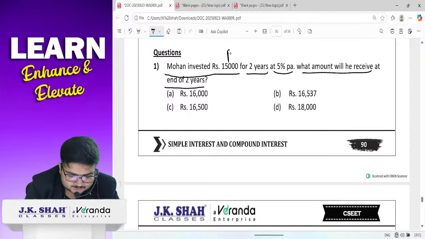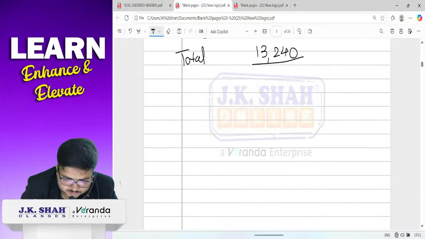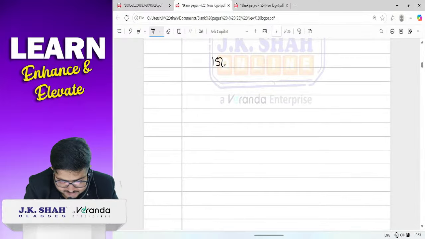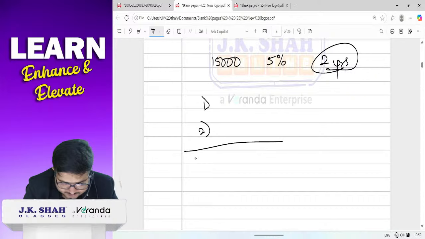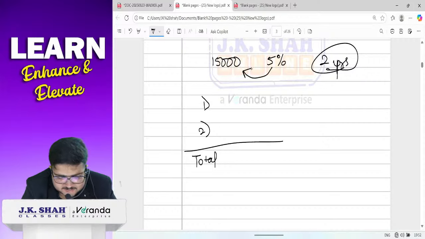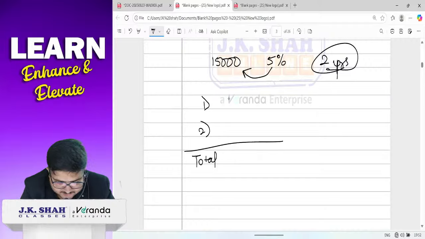Now we will solve this compound interest sum. This is principal, this is number of years, this is rate of interest. We have to find amount. Amount means principal plus interest. Let us do the sum. Principal is 15,000, rate of interest is 5% and it is 2 years. So there are 2 years, so we will calculate 1 and 2 and then we will directly calculate total. What is the first year's compound interest? That will be very easy. 5% of 15,000 is 750.